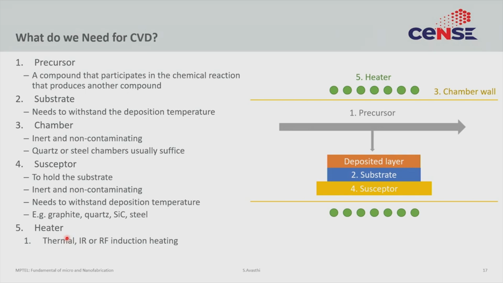It must also be inert and non-contaminating. It needs to withstand the deposition temperatures, because it is always going to be at almost the same temperature as the wafer. Often this is graphite, quartz, silicon carbide. In cases where the temperature is relatively low, say in atomic layer deposition, as we shall discuss later, it can be steel, but not for ultra pure or ultra high temperature applications.